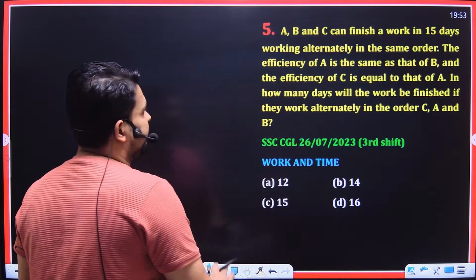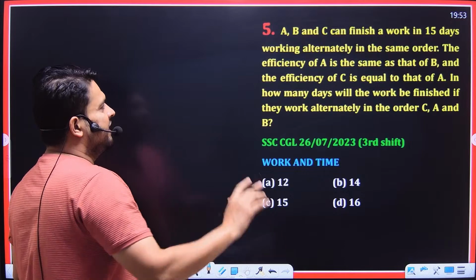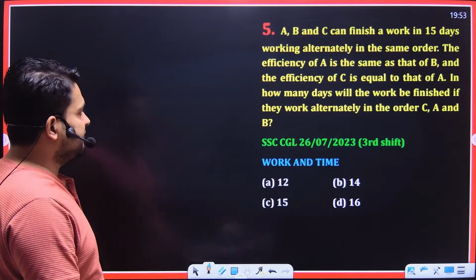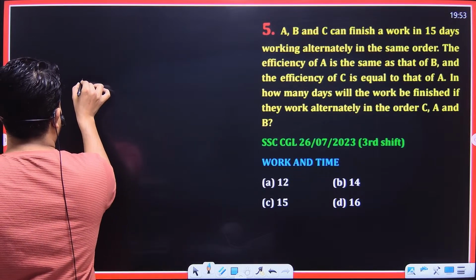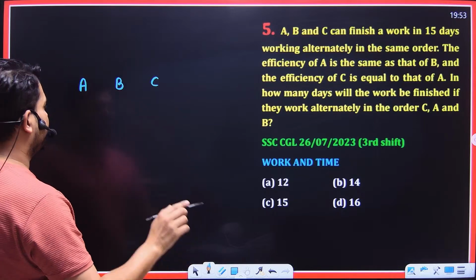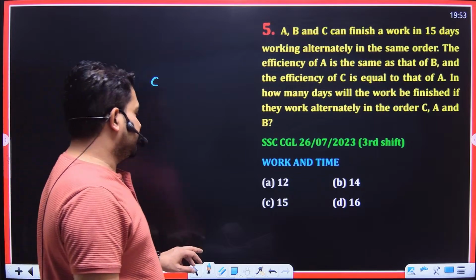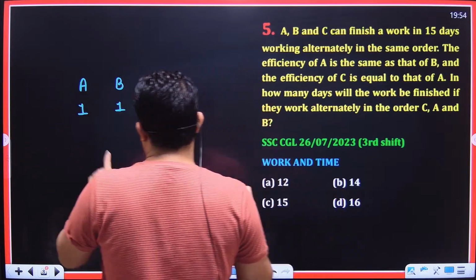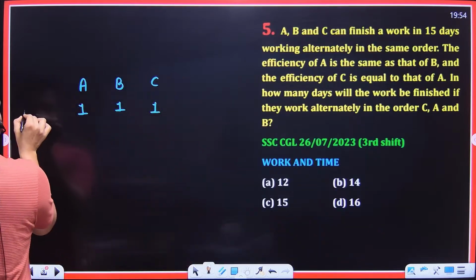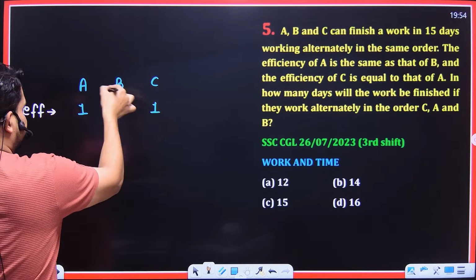A, B and C can finish a work in 15 days working alternately in the same order. Same order means A will work on the first day, B will work on the second day, C will work on the third day. We have been given the efficiencies of A, B and C. Efficiency of A is the same as that of B, it means both have the same efficiency. And the efficiency of C is equal to that of A. It means if A has efficiency 1, then C also has efficiency 1. Efficiency of all the persons is 1, 1 and 1.